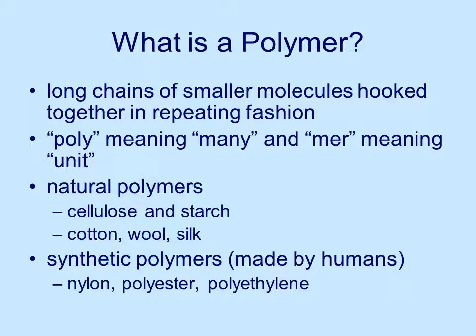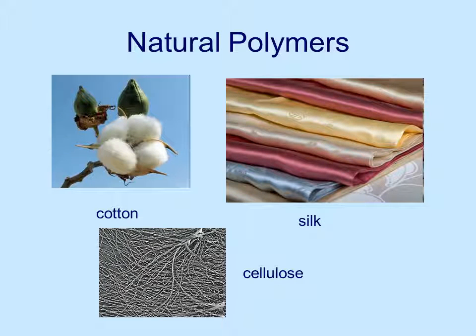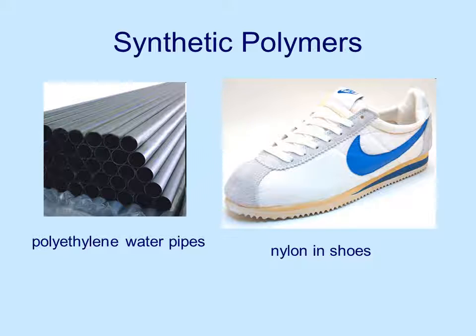Synthetic polymers, which means that they are made by human beings, nylon, polyester, polyethylene, all of these are chemical products that we have created. Here's some natural polymers, cotton and the cotton boll, silk, cellulose, all of these are found in nature. And then just a couple of examples of the synthetic polymers. Polyethylene water pipes, which are easier to work with and more resistant to being buried underground. Nylon in shoes. Nylon is used in a wide variety of materials.